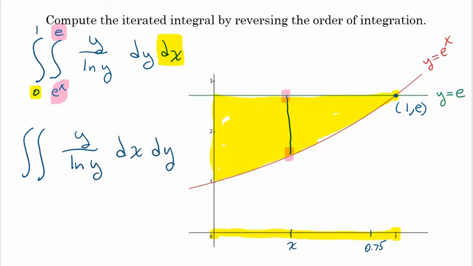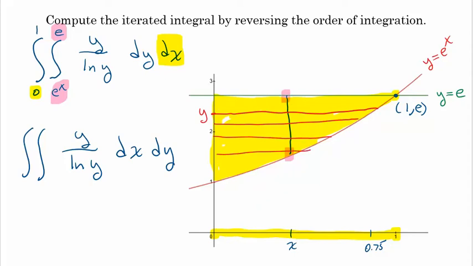All right, so if we slice the other direction, it doesn't really matter where we put this, we're going to fix some y. All these horizontal slices start at 0. That's easy. And they end over here on this curve, y equals e to the x. I just changed the color of this to make it a little easier to read.